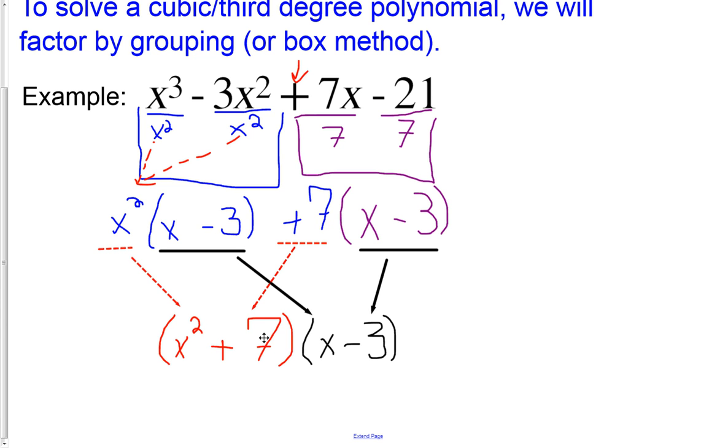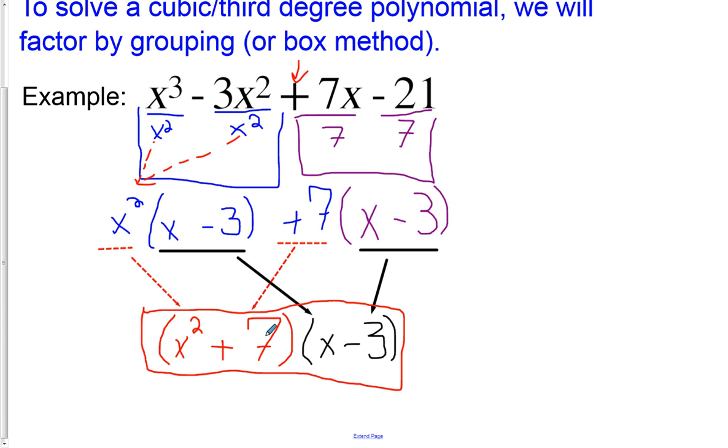Well, why don't we add these together? Because we can't. They aren't like terms, right? x squared, we don't know what x is, so we can't add it to 7. Same thing here. We don't know what x is, so we can't add it to minus 3. But that is our final answer, right? x squared plus 7 times x minus 3 is this polynomial factored.